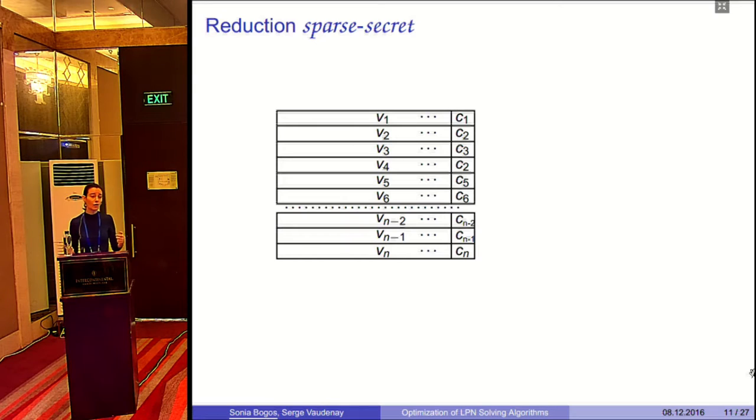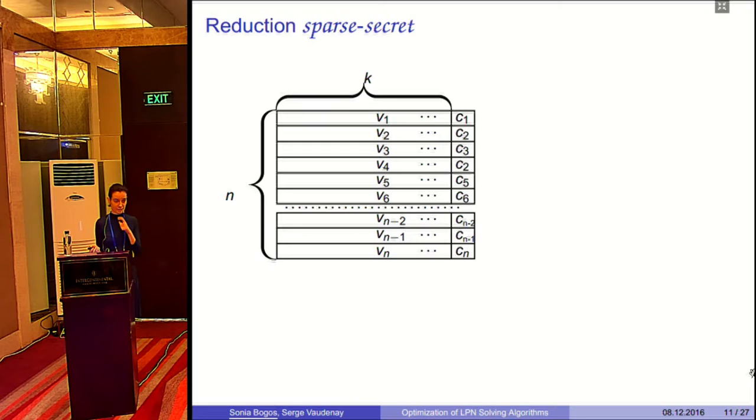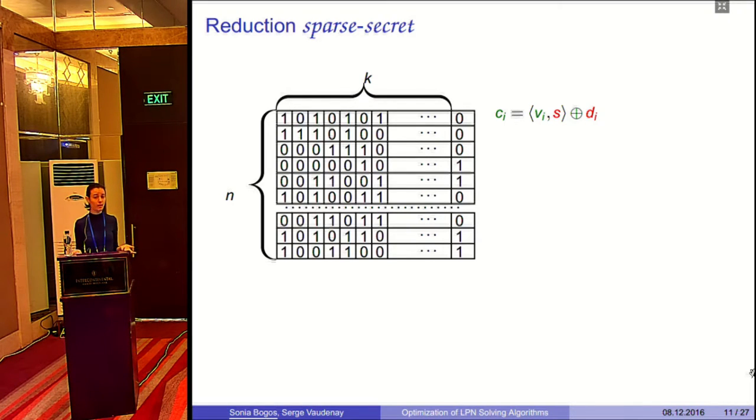Remember that from the LPN oracle, you are given n queries, and each of these queries is a k plus 1 bit vector, where the first k values are a uniformly distributed vector, and the last bit is the noisy inner product between that vector and the secret. And in order to explain all the reduction techniques here, I'm going to work on a particular example.